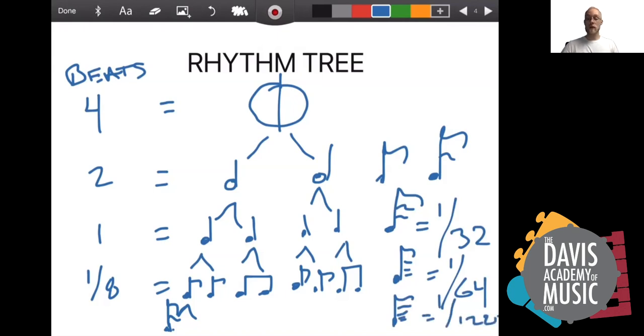But by and large, those are pretty rare. In fact, most music stops around a 16th note pulse. And the reason for that is because after a 16th note, it becomes a little bit too complex and too hard to read for the average musician.